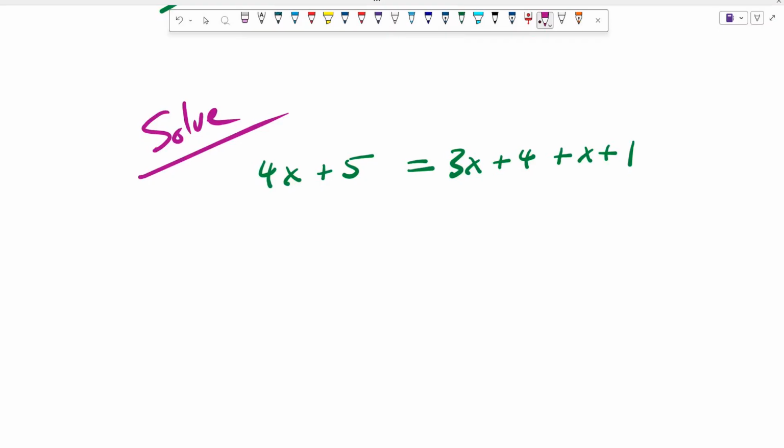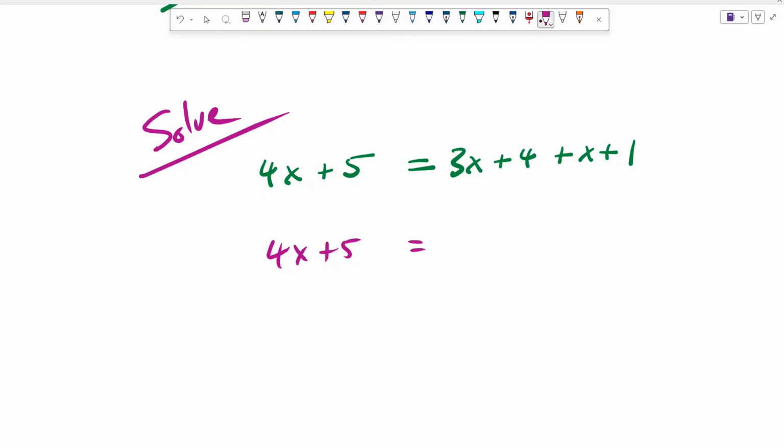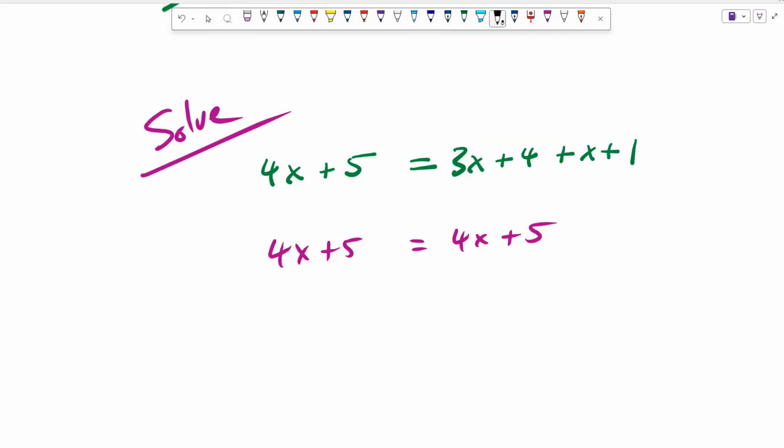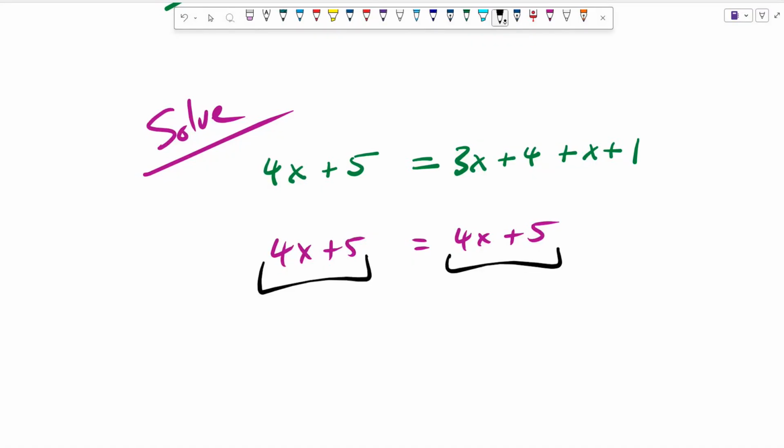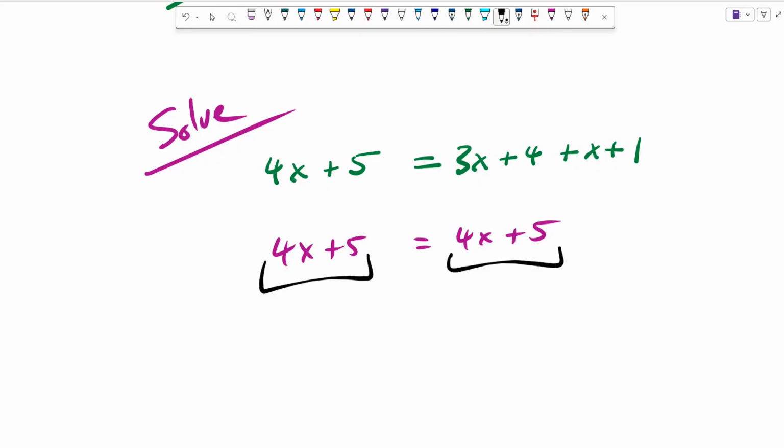Okay. Let's try a new equation. This has lots of variables. So what are we going to do first? Combine like terms. I like that.